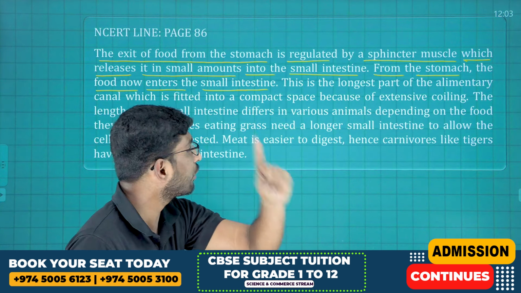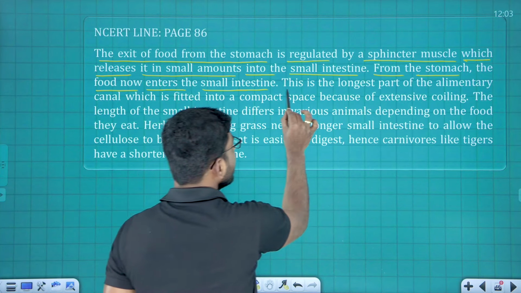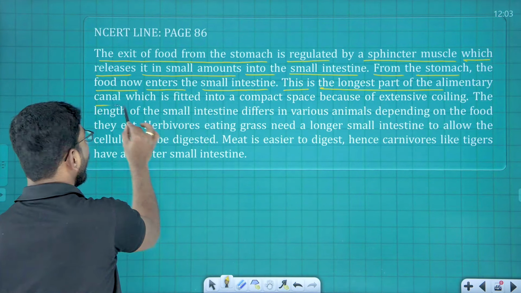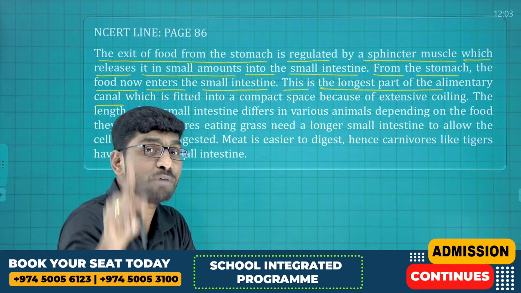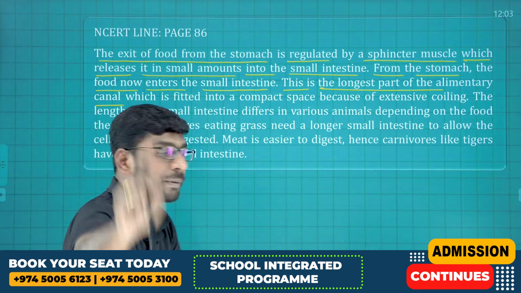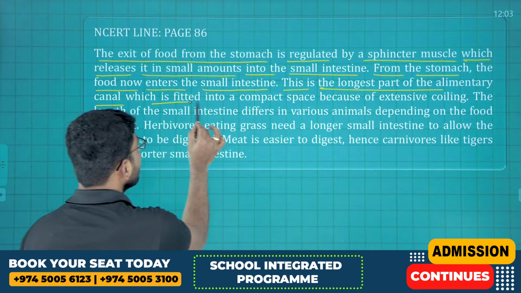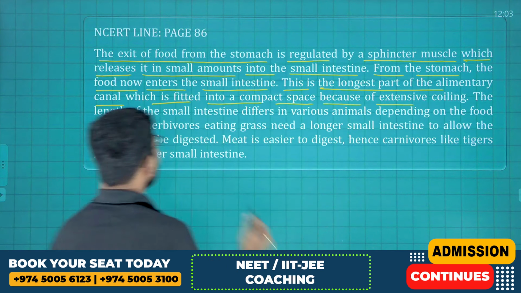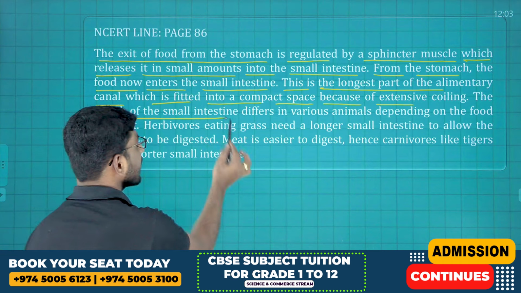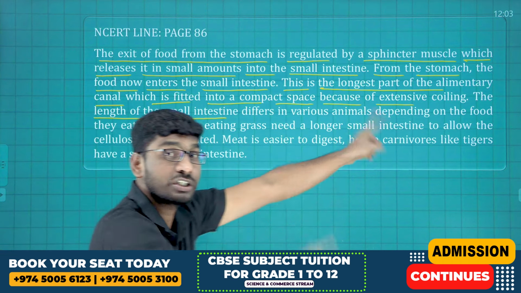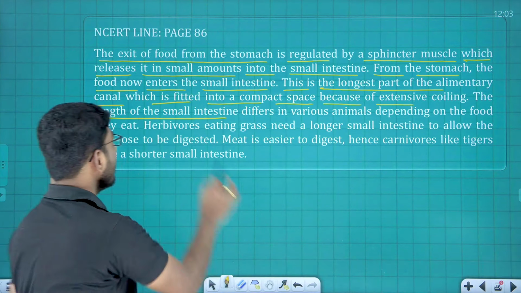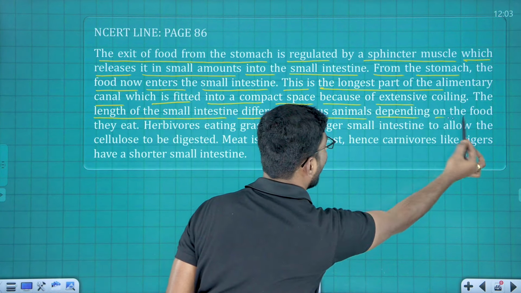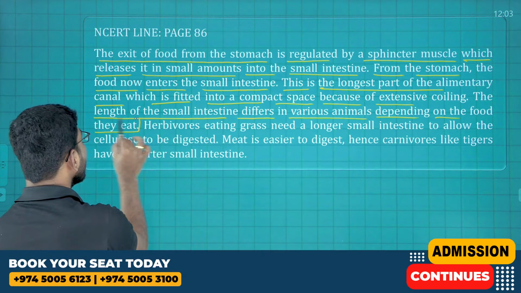I would also like to show you something. This is the longest part of the alimentary canal. Which one is the longest part? The small intestine is the longest part of the alimentary canal, which is fitted into a compact space because of extensive coiling. The length of the small intestine, look here, previous question, direct statement here. The length of the small intestine differs in various animals depending on the food they eat.